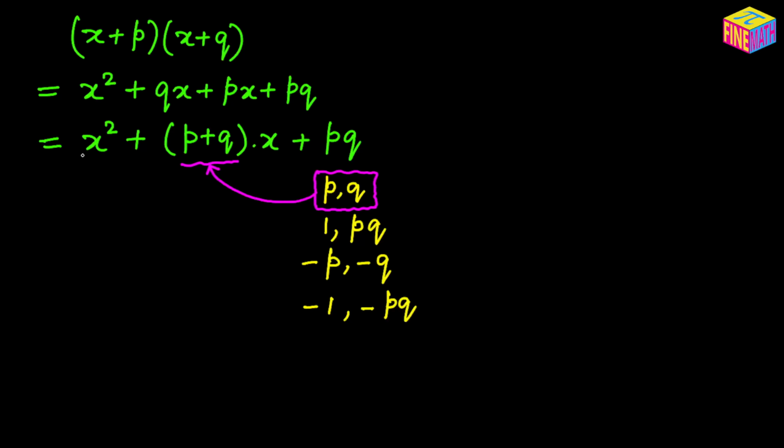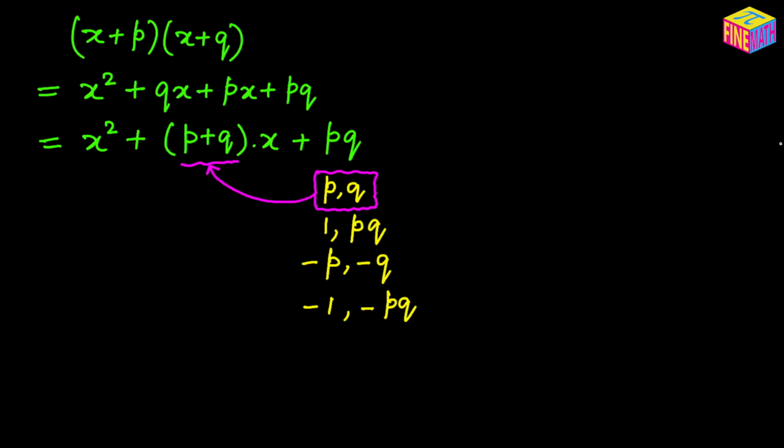And if we assume that this particular expression, which is x squared plus (p plus q) times x plus pq, is factorable, then we can assume that yes, the coefficient of x is nothing but the algebraic sum of the pair of factors of pq. It could be any of these combinations, but we have to pick the most suitable one, where the algebraic sum of the pair would be the coefficient of x in the middle term.